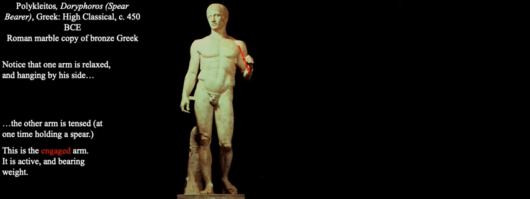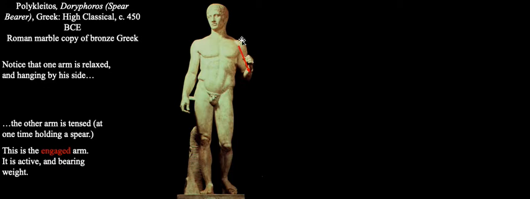This is a certain kind of contrapposto because his legs are doing stuff and his arms are doing stuff. And for those of you who want to be doctors someday, one of the things you'll learn is that our muscles work in tandem. If you flex your bicep, you've extended your tricep. So one contracts, the other relaxes. Without that contraction and relaxation, your muscles don't work.